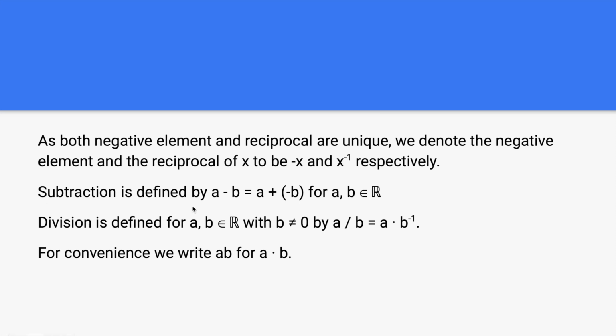Subtraction is defined by a minus b equals a plus negative b for a, b in R. Division is defined for a, b in R with b not 0 by a divided by b equals a times b inverse. For convenience, we write ab for a times b.